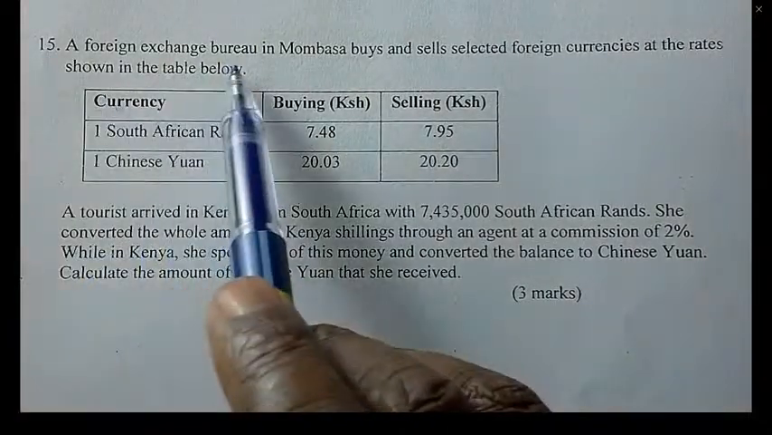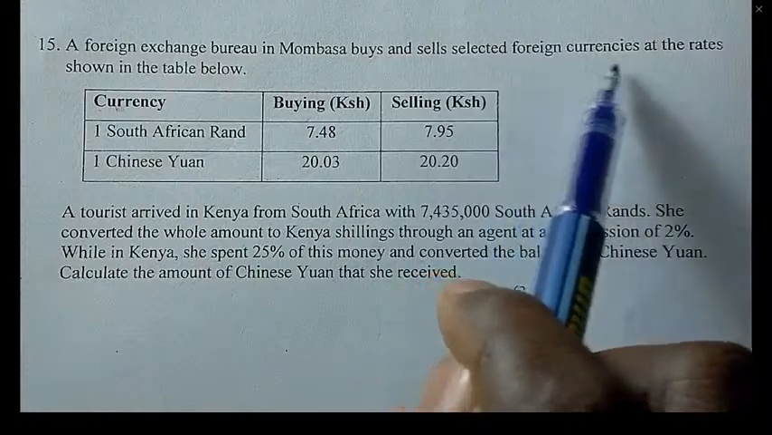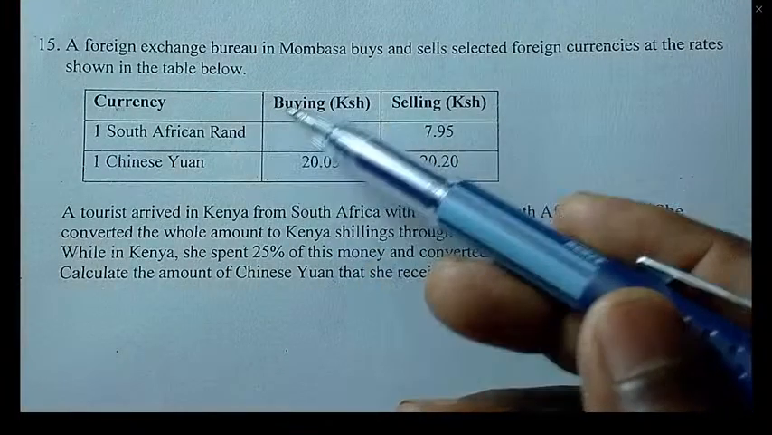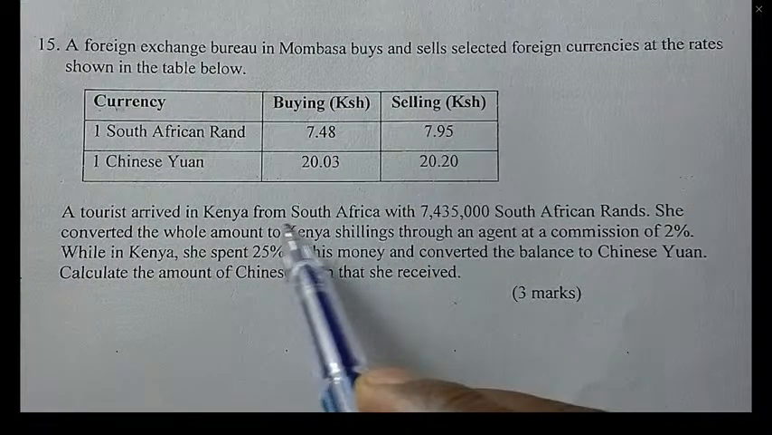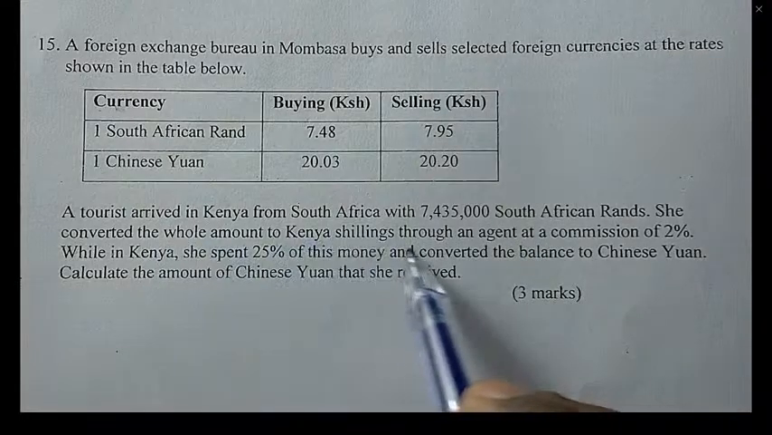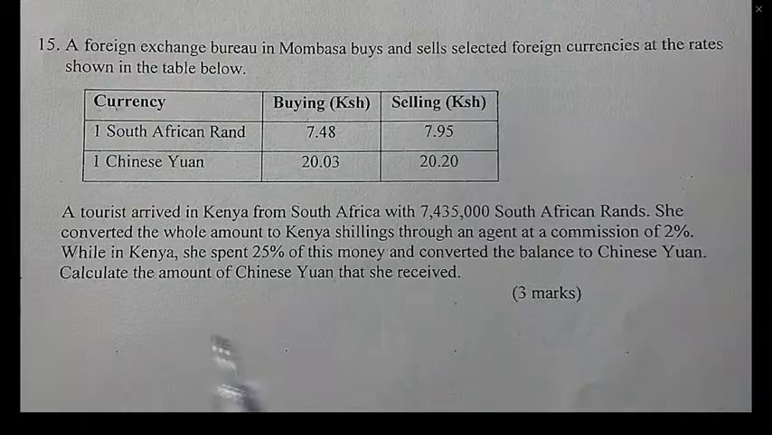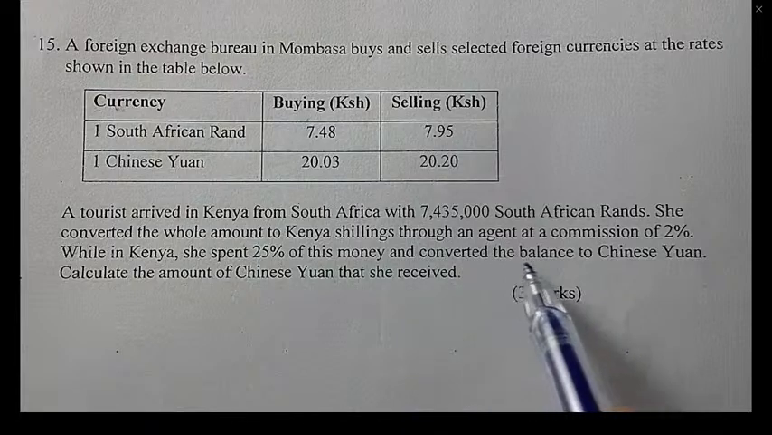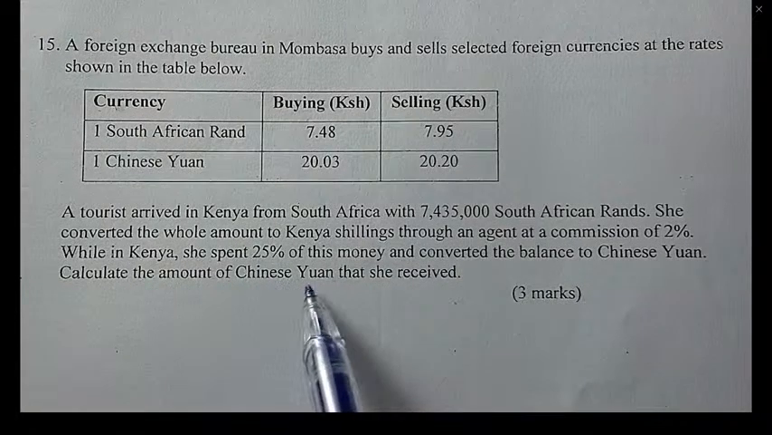A foreign exchange firm in Mombasa buys and sells selected foreign currencies at the rate session. So this is buying and selling. A tourist arrived in Kenya from South Africa with this money. She converted the whole amount to Kenya shillings through an agent at a commission of 2%. While in Kenya, she spent 25% of this money and converted the balance to Chinese yuan. Calculate the amount of Chinese yuan that she received.